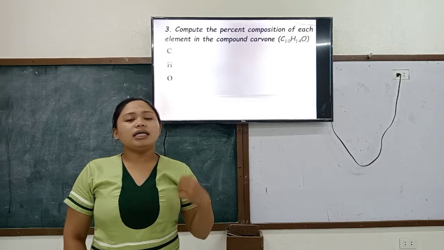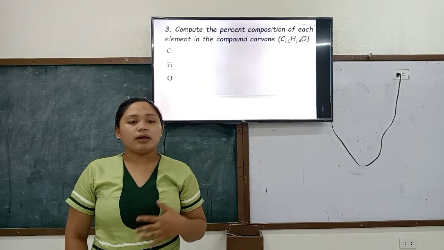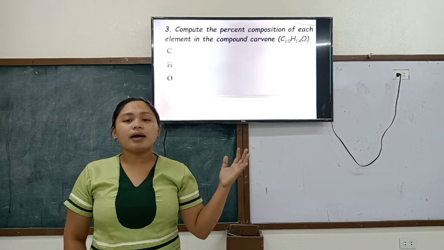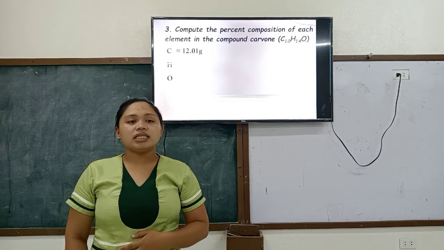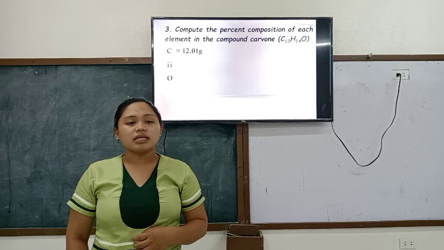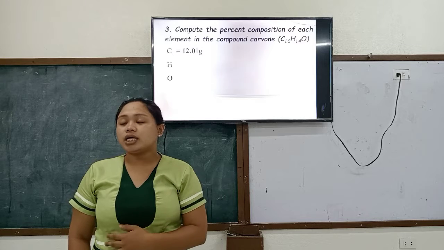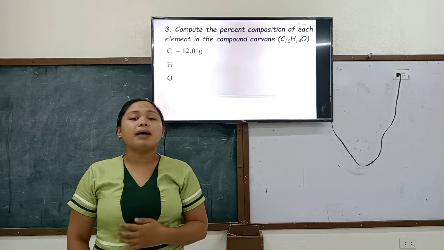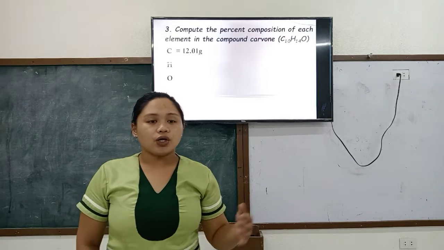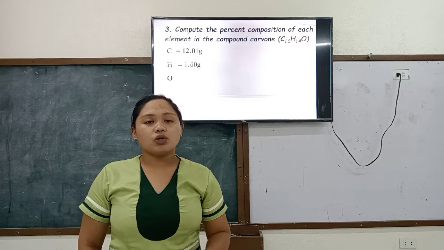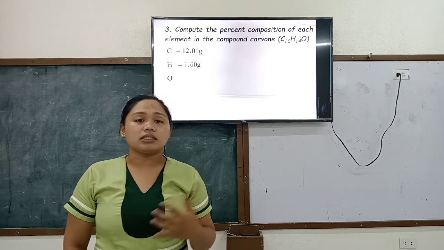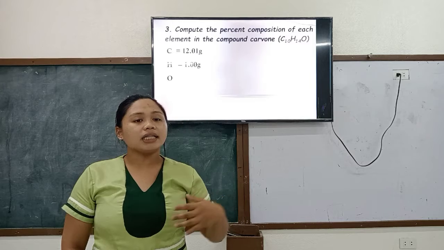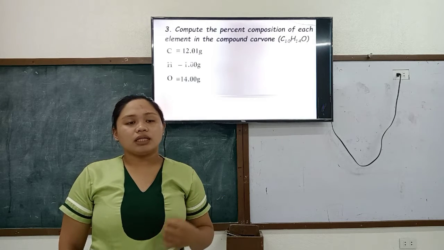Now, what is the atomic mass of each element? For the carbon, what is the atomic mass? Yes, that's great, which is 12.01 grams. Now, how about for hydrogen? What is the atomic mass? Yes, very good, which is 1 gram. Now, how about for oxygen? What is the atomic mass? Yes, you are right, which is 14 grams.